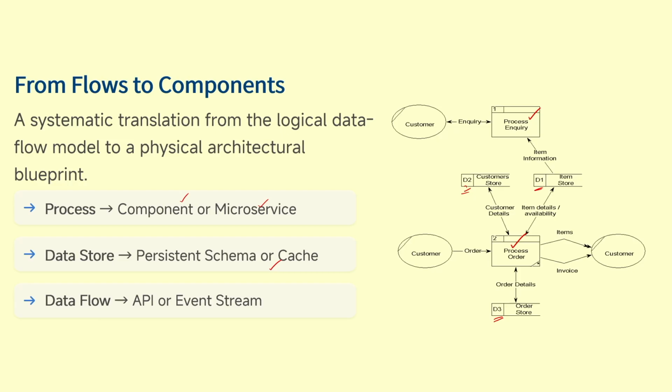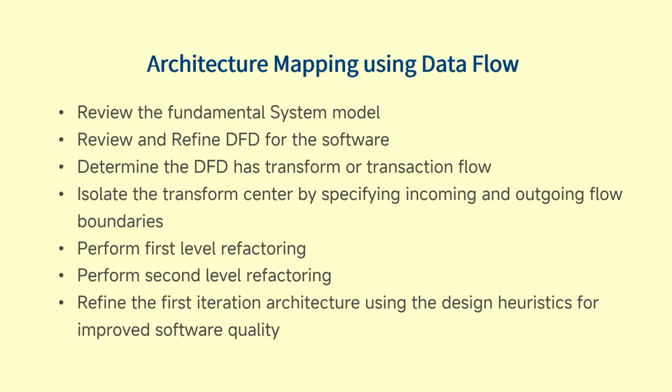So, it is something like you will be having an API to contact your process enquiry or an API to contact your process order. Okay. So, this is actually the main architectural mapping. First of all, you have to review the fundamental system model, which is nothing but your requirements, and once the requirements are done, we will refine and review the DFD. Okay. Once it is refined, we will determine whether it is having a transform flow or a transaction flow.